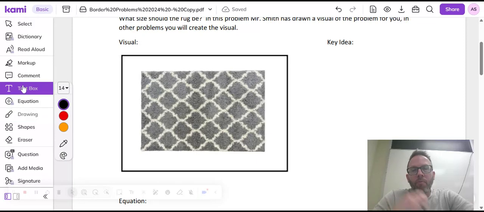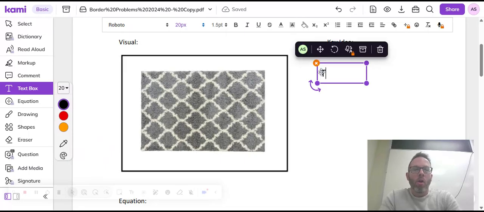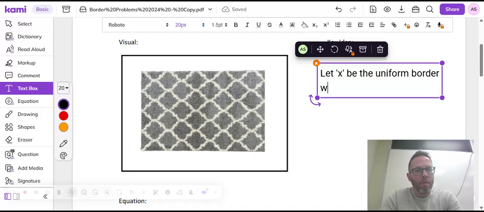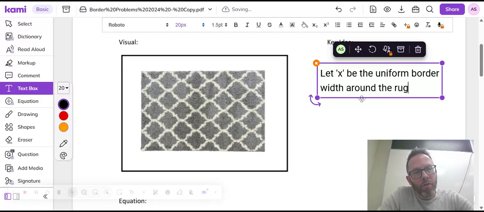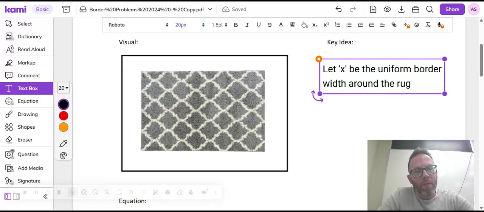So we'll start with this. We need a variable that we're going to solve for. We're actually going to let, if you guys would jot this down over here, x be the uniform border width around the rug. That's what we're going to choose. We're not going to let x be like the width of the rug or the length of the rug. We're actually going to choose to let it be like the width of that border.